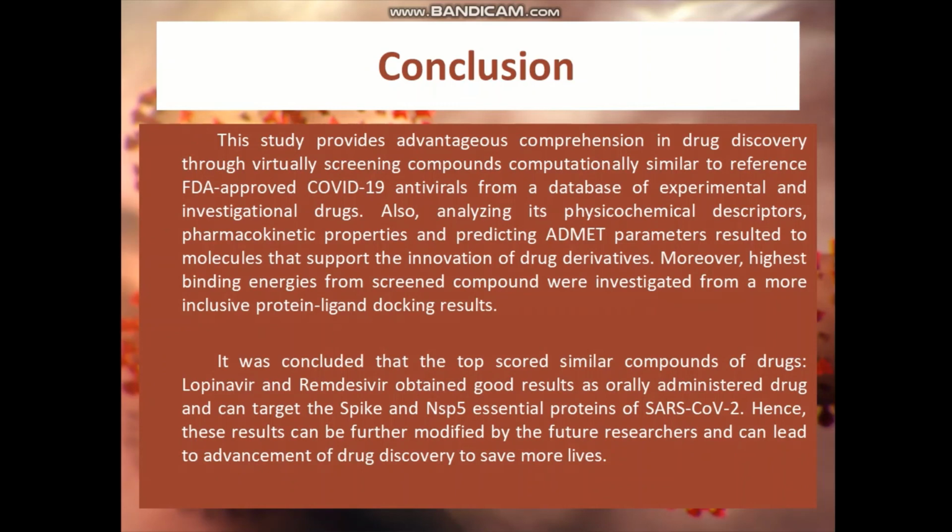Moreover, we also obtained the highest binding energies from the screened compounds through molecular docking analysis. So it was concluded that the top scored similar compounds of the reference drugs lopinavir and remdesivir obtained good results as orally transmitted drugs and can target the spike and NSP5 essential proteins of SARS-CoV-2. Hence, these results can be further modified by future researchers and can lead to the advancement of drug discovery to save more lives. Thank you.